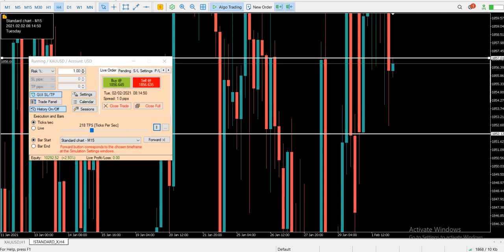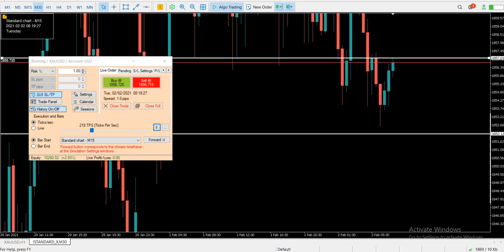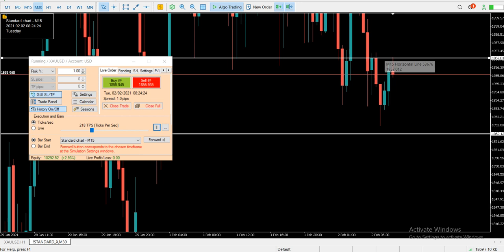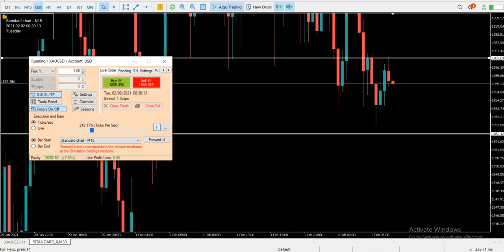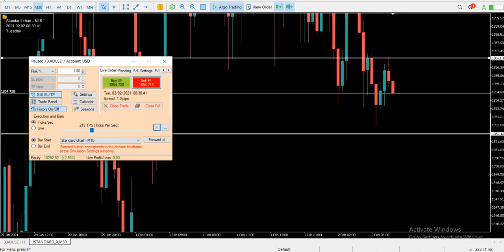Okay, 4 hour is going up to make a top wick. Okay, what if this candle closes bearish right here? Wouldn't this be a good idea to take a sell? And we closed bearish, right?